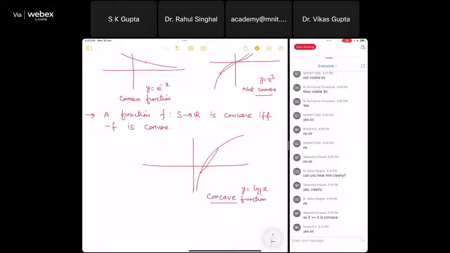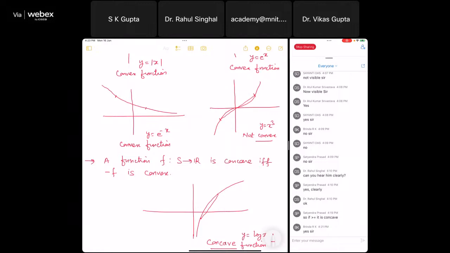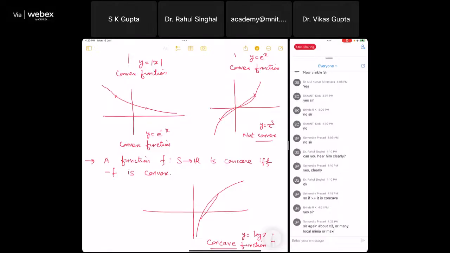Right? So this function x cube here is neither convex nor concave, because this chord sometimes lies below the curve, sometimes lies above the curve. So we cannot say anything about this, right?